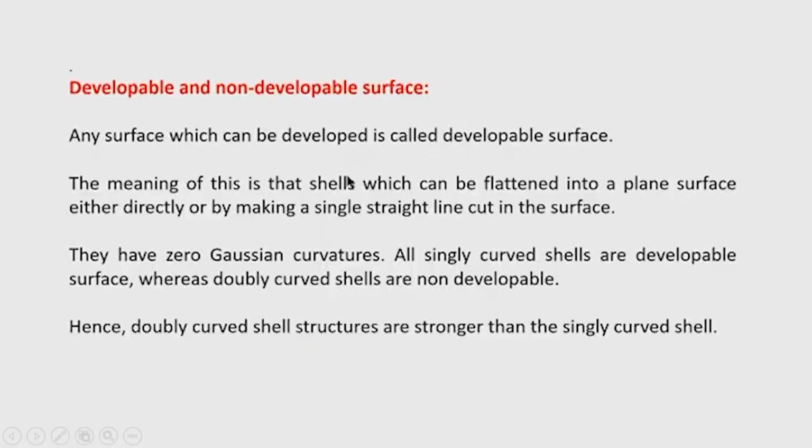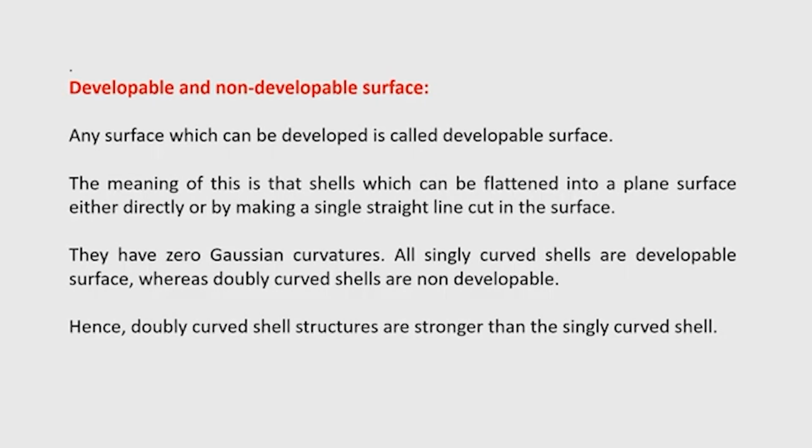Okay. Now, there are other classes which are known as developable and non-developable surface. Now, definition of developable surface is that any surface which can be developed is called developable surface. The meaning of this is that shells which can be flattened into a plane surface either directly or by making a single cut, straight line cut in the surface. For example, you take a cylindrical shell and you make a cut along the length, and then you apply pressure, the cylinder will be flattened. So, this type of shell has zero Gaussian curvature.